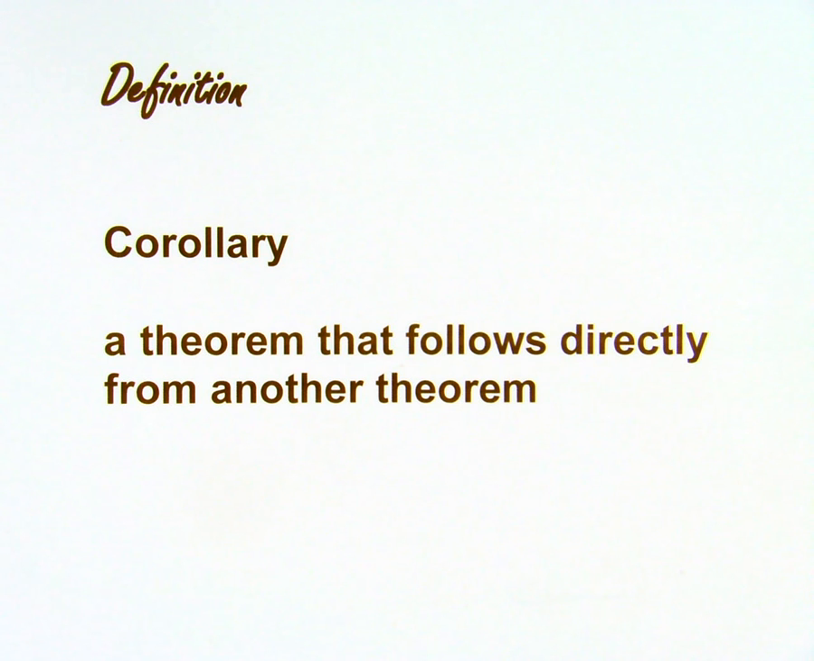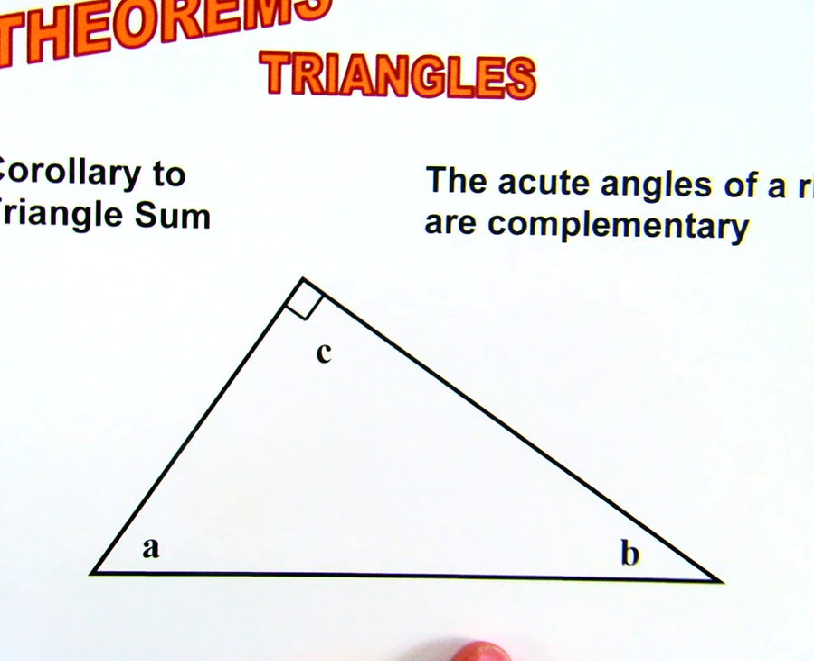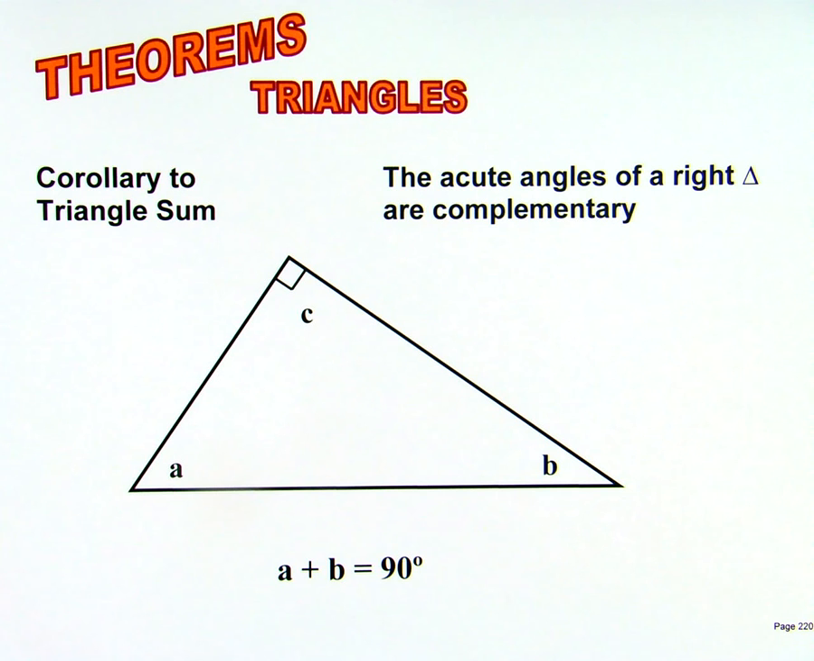Okay, so a corollary is a theorem that follows directly from another theorem. And we just happen to have one of those here, and it is the corollary to the triangle sum theorem. The acute angles of a right triangle are complementary. How is that a corollary? Well, it's just kind of like the next step. The one that we just proved said that all three add to 180. So if one is given as 90 degrees, subtract 90 from both sides of your equation, and you'll get that the other two must equal 90. So that's the corollary to the triangle sum theorem.